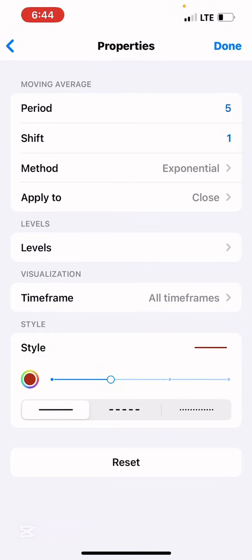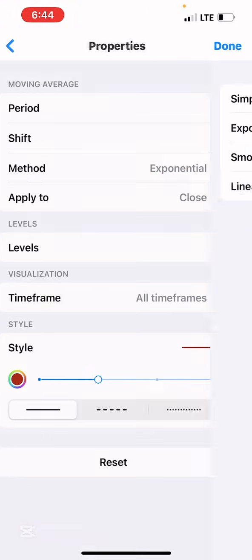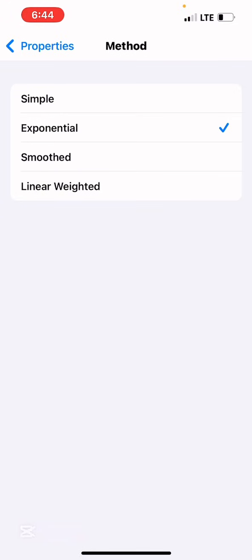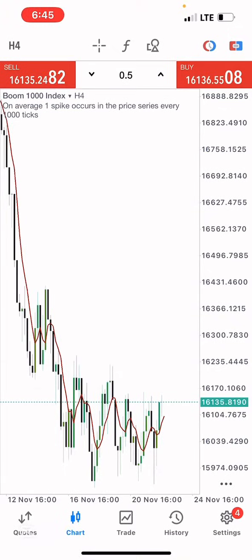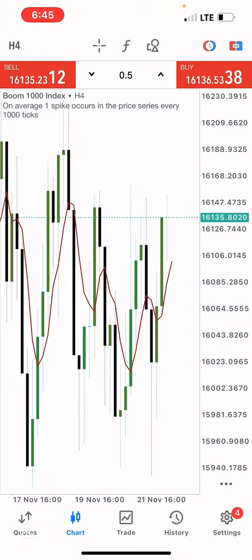Please look at the setup again. Moving average period 5, shift is 1, method is exponential. If you click on that place, you'll see a couple of properties here. You see simple, you see exponential, you see smooth, you see linear method. So you go for exponential for the method, right? For the method, apply to close. Levels are not needed, so you skip that, and then you're done setting up, right?